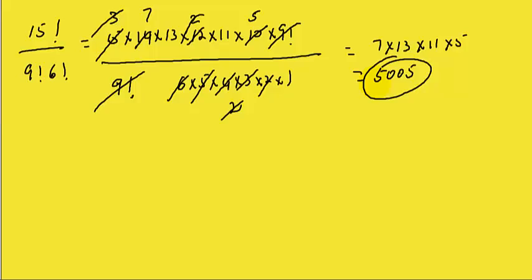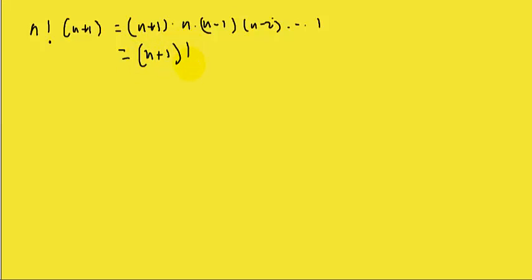Okay, n factorial times n plus 1. We can write this in a short form. This is really n plus 1 times n times n minus 1 times n minus 2, so on and so forth, all the way down to times 1. Okay, or we can write this as n plus 1 factorial. It's the same thing.